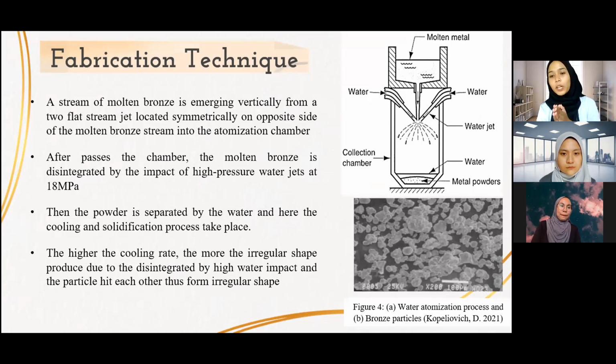Figure 4a shows the water atomization process. As you can see, the molten metal is poured into the chamber, and then the water jet hits the molten metal and it becomes particles and drops at the bottom of the chamber. So the higher the cooling rate, the more irregular the shape produced due to the disintegration by high water impact, and the particles hit each other, forming the irregular shape. Figure 4b shows the bronze particles in the irregular shape. Next.